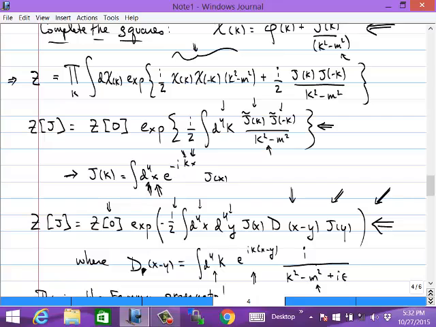It is possible I made a minus sign mistake somewhere. It does happen, believe it or not. Good. Is this more or less clear? Great. Okay, good. See you on Thursday.